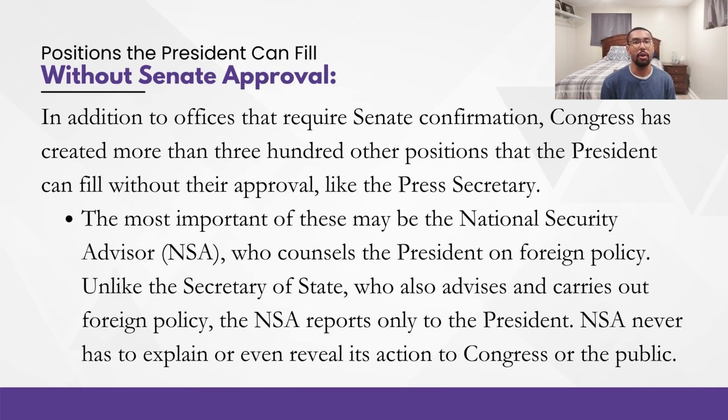In addition to offices that require Senate confirmation, Congress has created more than 300 other positions that the president can fill without their approval, like the press secretary. The most important of these may be the National Security Advisor, or NSA, who counsels the president on foreign policy. Unlike the Secretary of State, who also advises and carries out foreign policy, the NSA reports only to the president. The NSA never has to explain or even reveal its actions to Congress or the public.